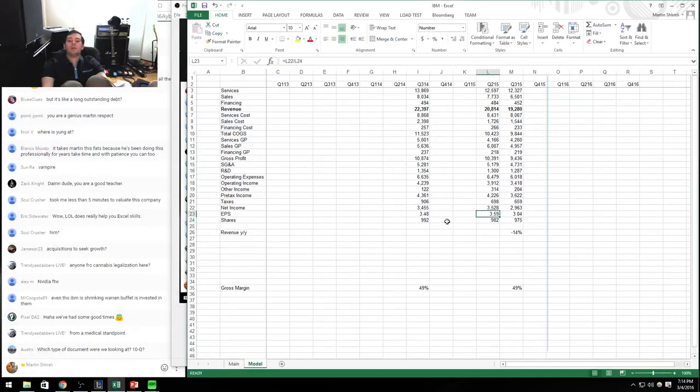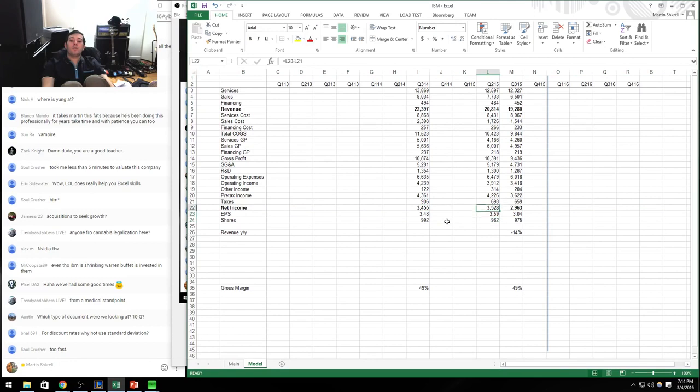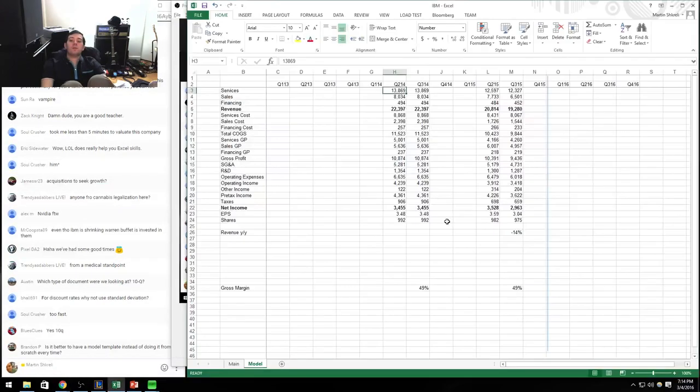All right, so here you can see IBM is typically making about $3 to $4 billion every quarter. So we'll worry about what that means shortly.